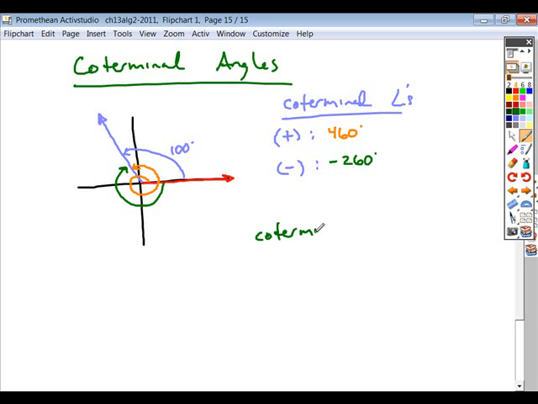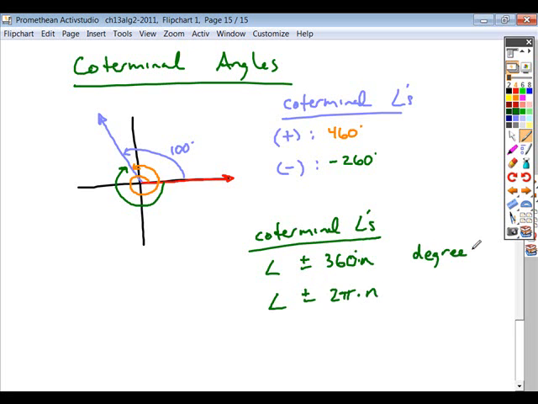Or to find coterminal angles, you're going to take the original angle and you're going to add or subtract multiples of one full rotation. Okay, so 360 times n, where n is some number of integer rotations. And since 360 is equivalent to what in terms of radians? 2 pi n. So this is in degrees, and this is in radians.